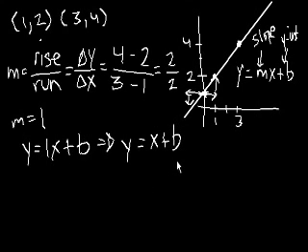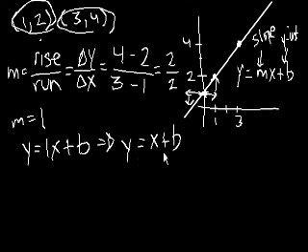Now all we have left to do is solve for b. Well, how do we do that? Because we have 3 variables here. Well, we could actually substitute one of these pairs of points in for y and x. And that makes sense because these points have to satisfy this equation. So let's take this first pair.